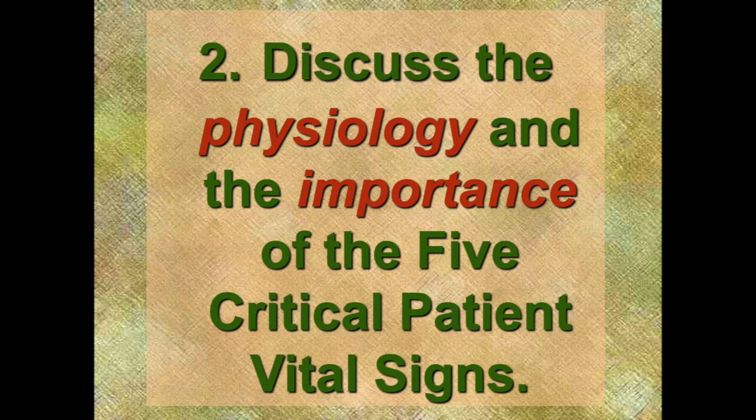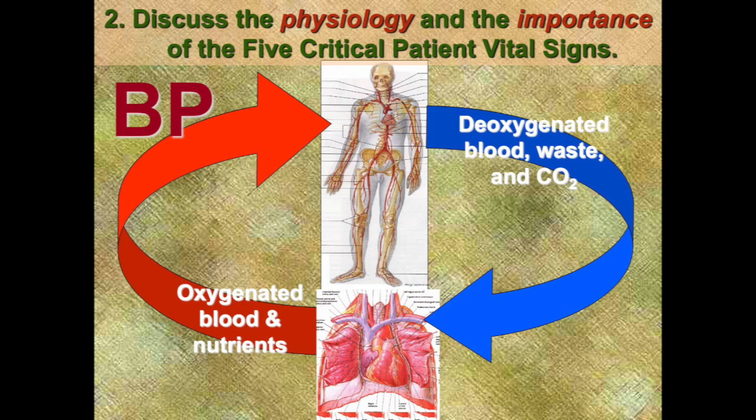Let's talk now about the physiology and the importance of the 5 critical patient vital signs. So make sure you understand these. Blood courses around our bodies in a circle. So oxygenated blood and nutrients and gases and such go to the patient and circulate to every cell. So that's through the arterial blood, and you can see that it's bright red. It's on the left there.